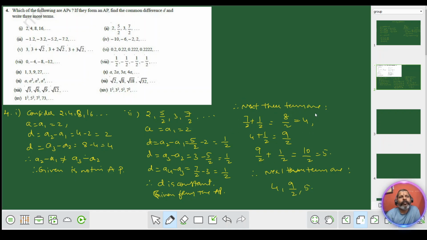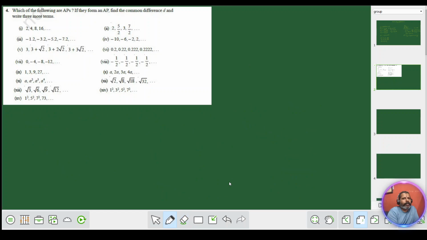Please remember, to find the next three terms, for the given term keep adding the common difference. You obtain some number, for this again add the common difference. That's how you obtain the terms, because if you look at the series of the AP, it is A, A plus D, A plus 2D, A plus 3D, means D is getting added to the previous term to obtain the next term. We'll move on to the next question. There are 15 questions. I might solve all 15 also.